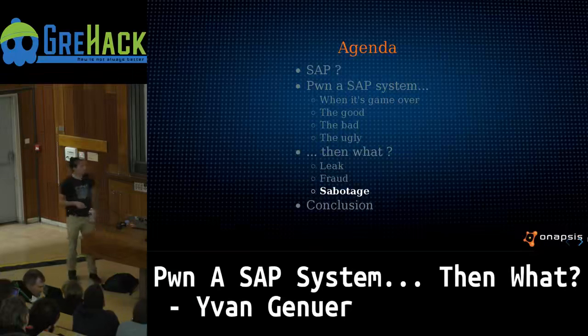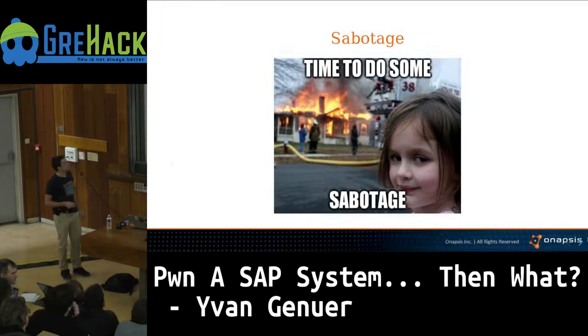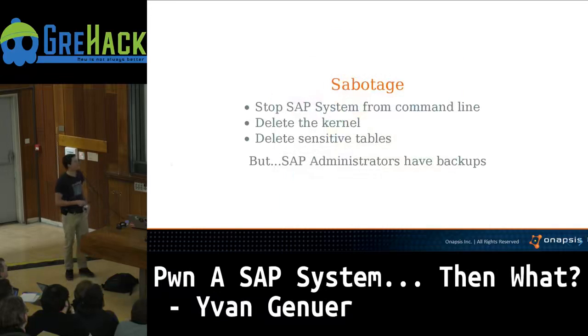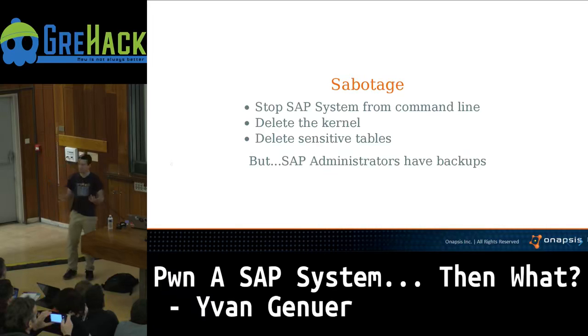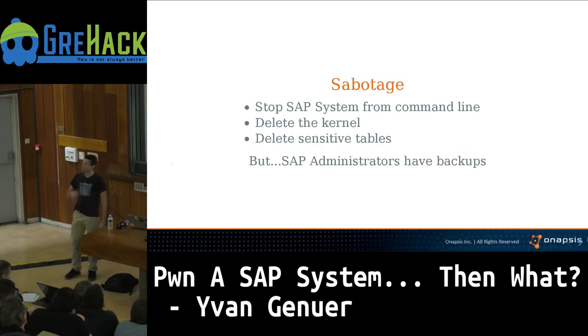Last one. It's about availability, or I like to call it sabotage. I like to break things. Okay. When we speak about sabotage or availability on the SAP system, and you discuss with a customer, okay, we can do what you want on the SAP system, like stop the system, delete the kernel, delete sensitive data, delete HR data, or something like that.